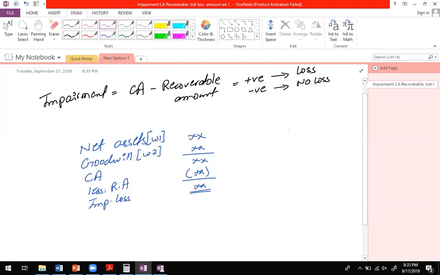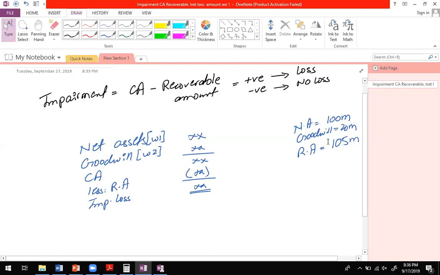So now, if I say to you that the net assets were, let's say, $100 million, the goodwill was, let's say, $20 million, and the recoverable amount was, let's say, $105 million, can you tell me the amount of the impairment loss quickly?